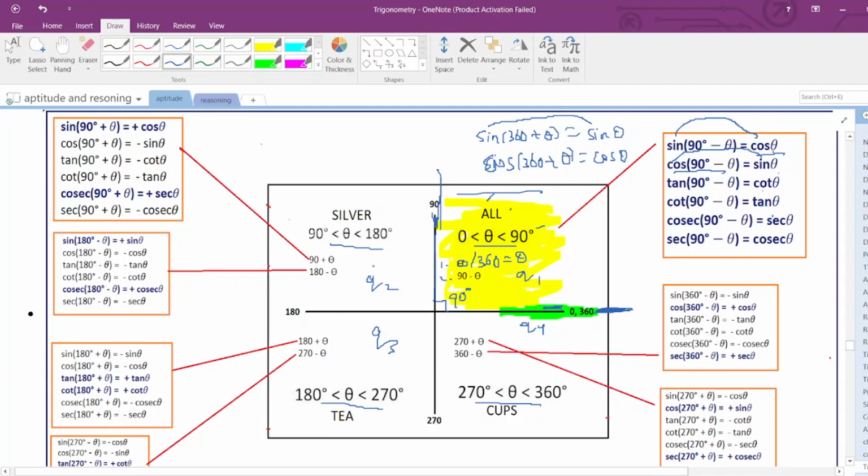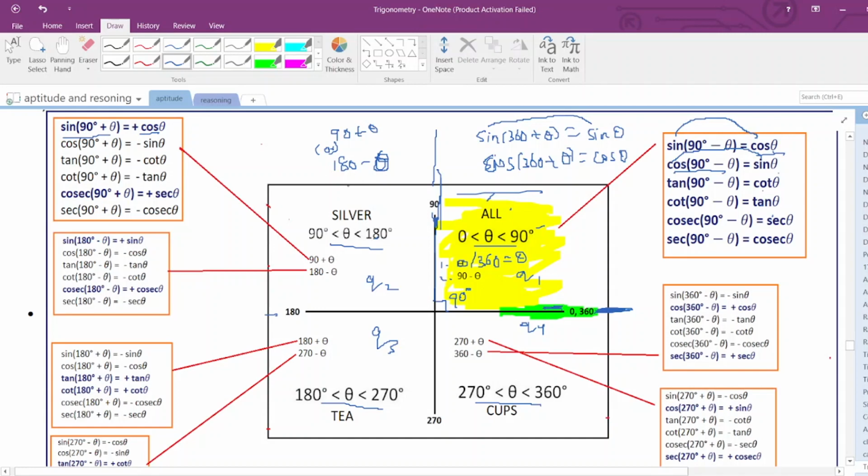Now I move to the second quadrant. The second quadrant is, see, this vertical one is 90 and this is 180, which means this second quadrant is between 90 to 180, either 90 plus theta or 180 minus theta, these two, right? Either 90 plus theta or 180 minus theta, correct? So for 90 plus theta, sine 90 plus theta will become cos theta.